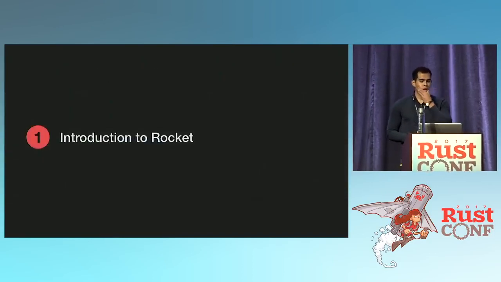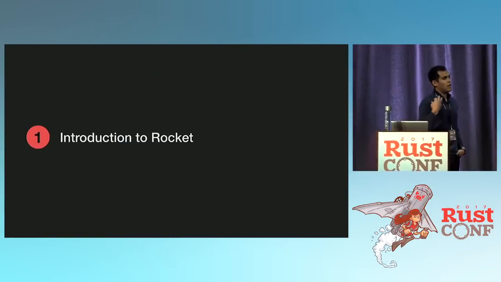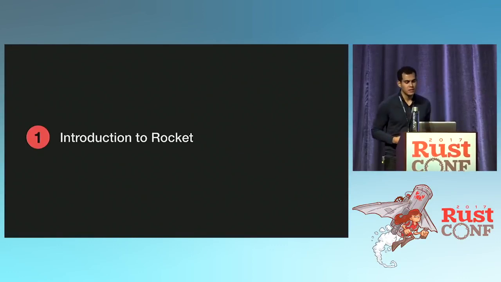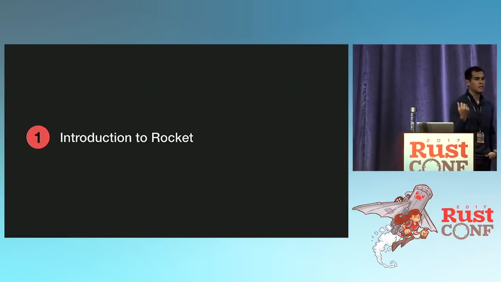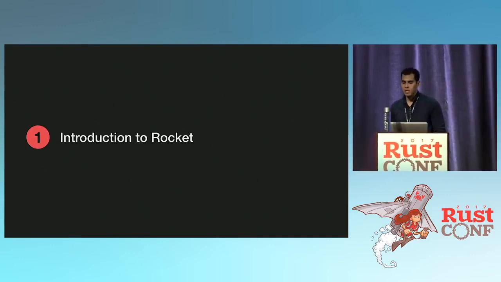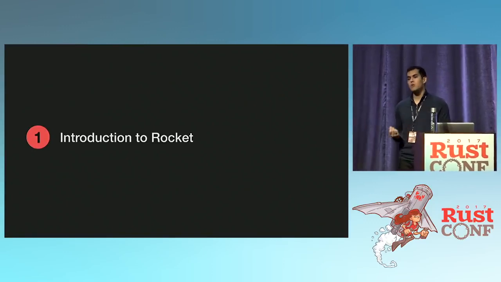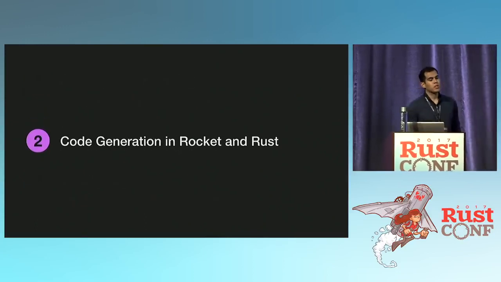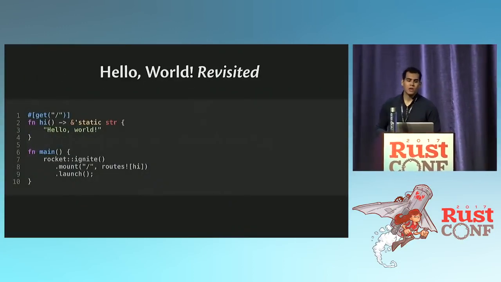OK. So that's really all I want to say about Rocket. There is a lot more. I mean, you can do pretty much whatever you want, so there's a lot that I'm not going over. I'll link you to Rocket's website, which has a guide. The documentation is fairly extensive, and it talks about much, much more that I just don't have time to cover. OK, so next up is code generation in Rocket and Rust. So let's go back to our Hello World example.